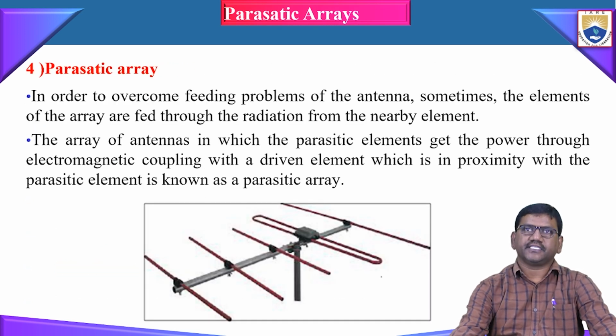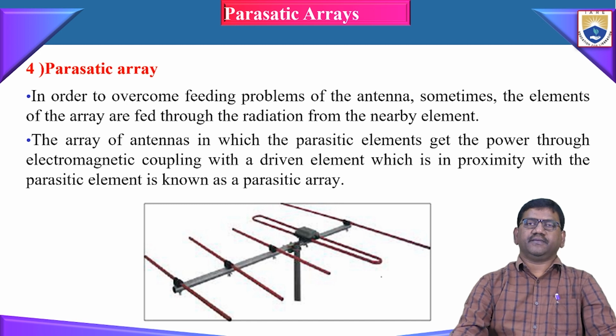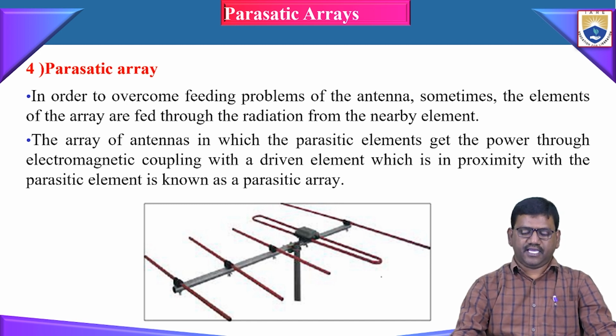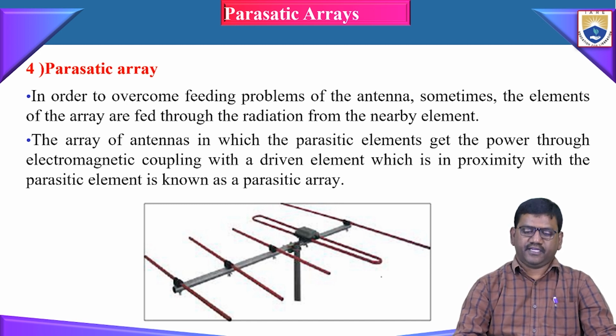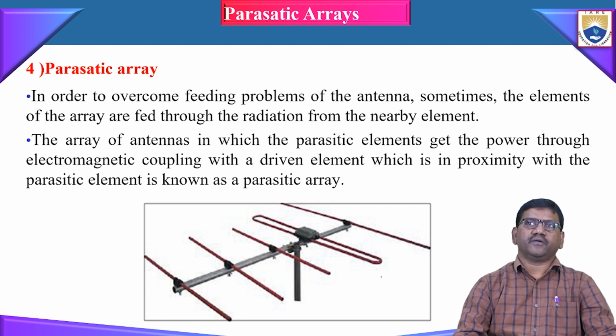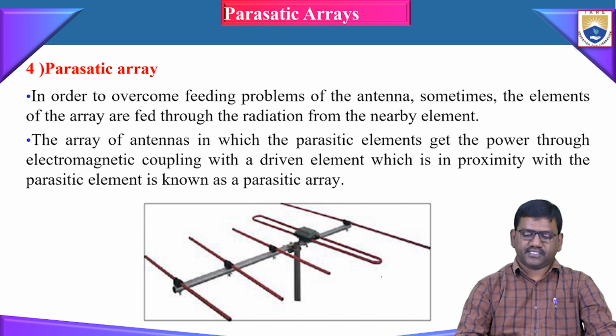The fourth one is a parasitic array. The best example of a parasitic array is the Yagi-Uda antenna or Yagi-Uda array. In order to overcome feeding problems of the antenna, sometimes the elements of the array are fed through the radiation from the nearby element. So the array of antennas in which the parasitic elements get the power through electromagnetic coupling with the driven element, which is in proximity with the parasitic element, is known as a parasitic array.